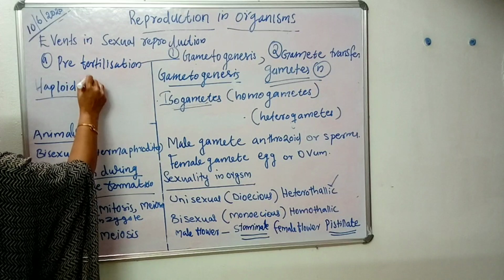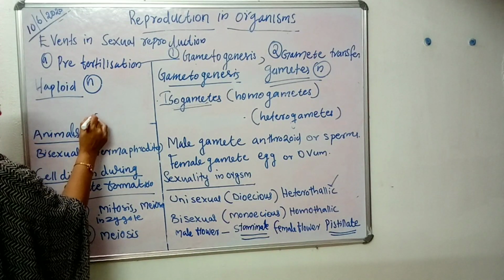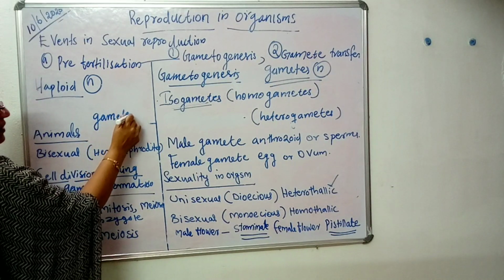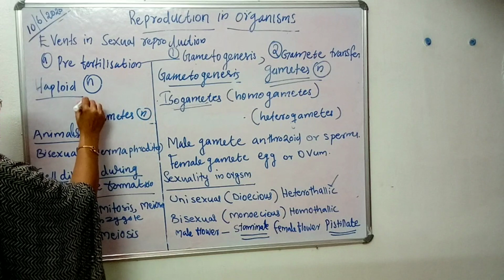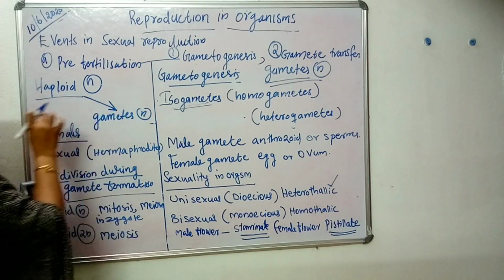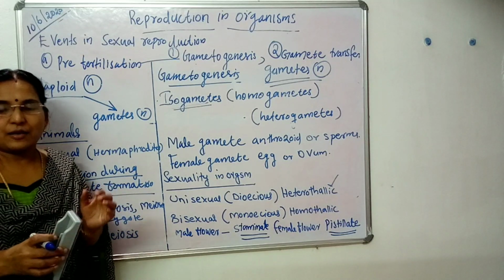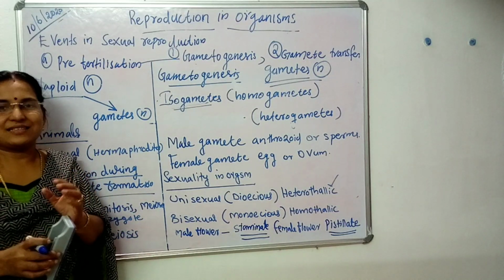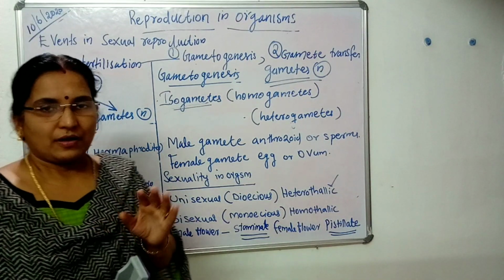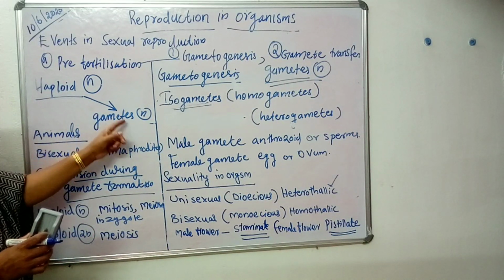Because these are haploid. Then we have studied gametes are also haploid. So what type of cell division takes place in this situation? We have studied in the reproductive cells, the name of the cell division is meiosis. But here, if meiosis takes place, what happens? The number of chromosomes.